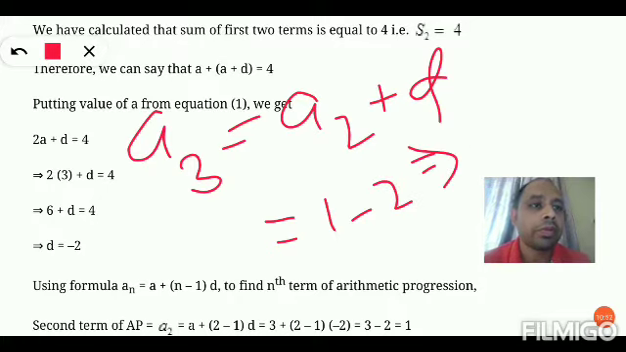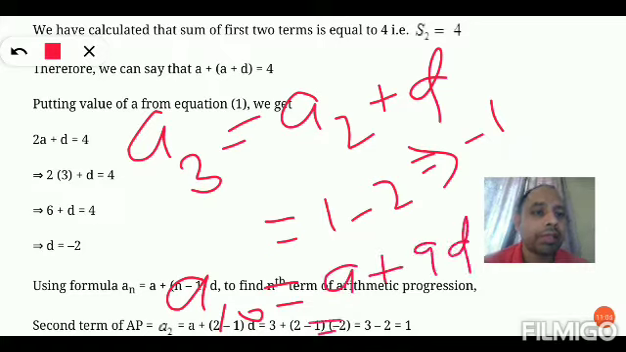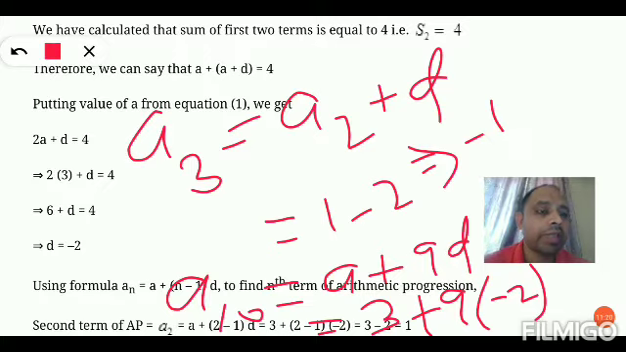Therefore a3 can be written as minus 1. Now we have to find a10. So a10 is nothing but a plus 9d, right? The value of a means a1. a1 is here how much? a1 is 3, and the common difference is minus 2. So 9 times minus 2 is minus 18, minus 18 plus 3, that means minus 15. Therefore a10 is minus 15.